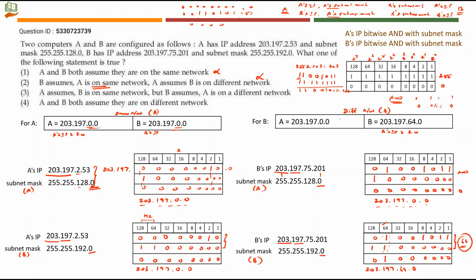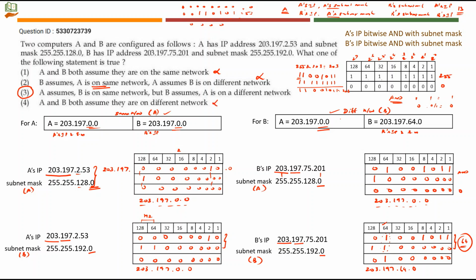What about C? A assumes B is on the same network. That is right. But B assumes A is on a different network. This is also right. So 3 applies perfectly here. Option 3 will be the right answer. For A, B is on the same network, but for B, A is on a different network because of the different values we have found out from the bitwise AND operation. The fourth option says that A and B both assume they are on different networks.